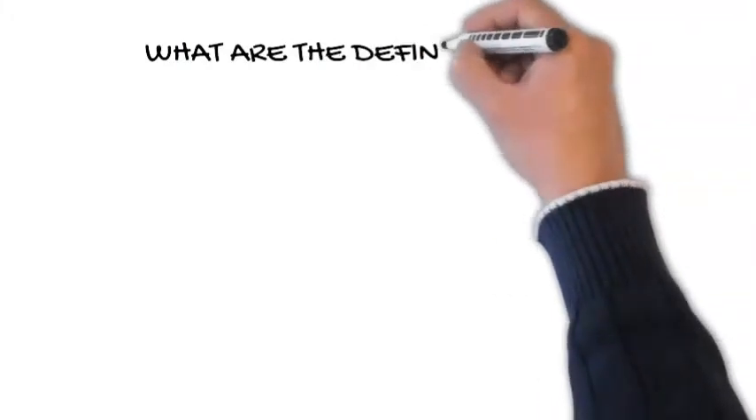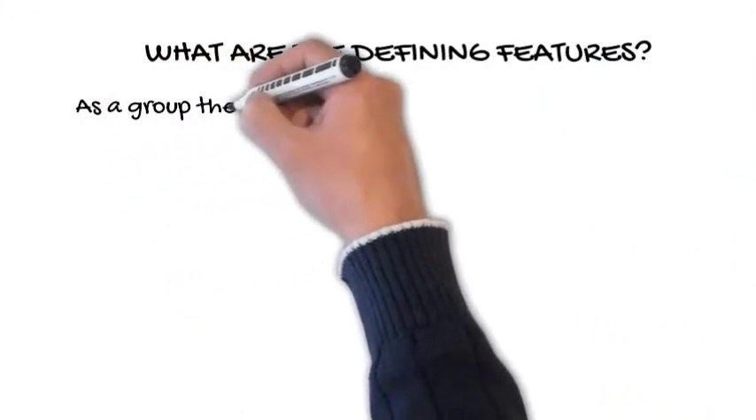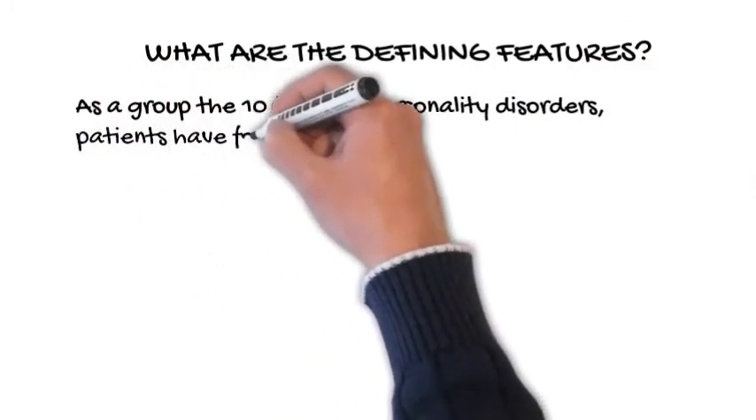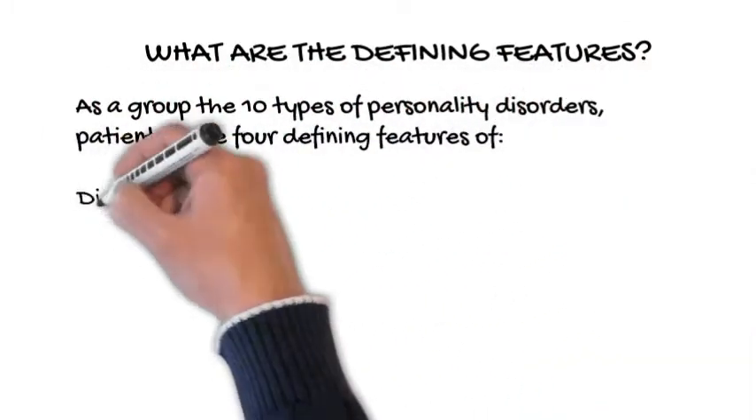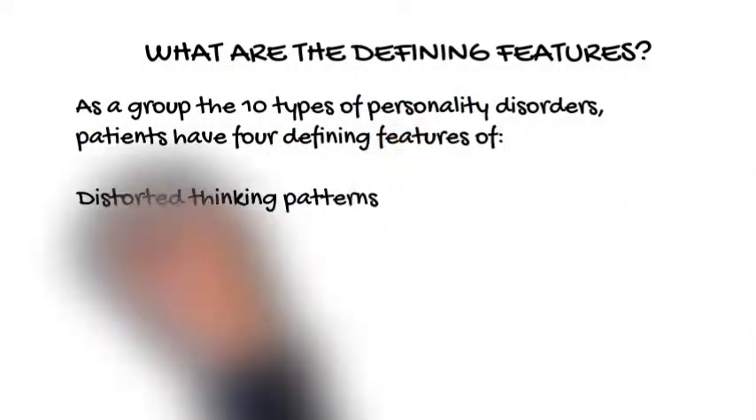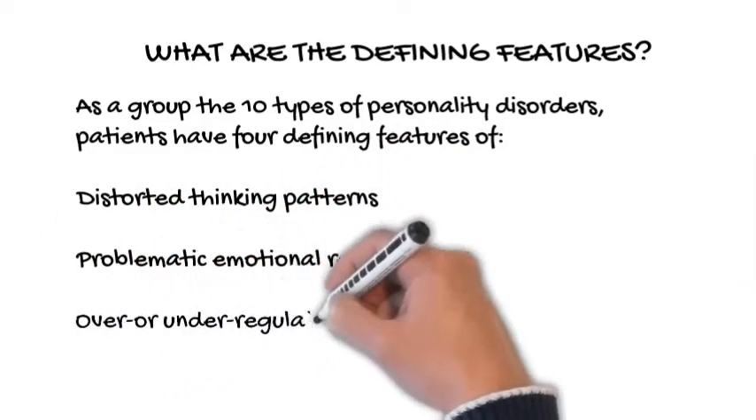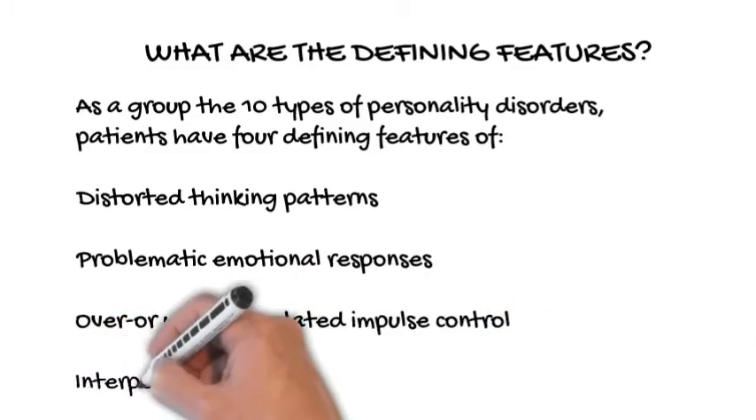What are the defining features? As a group, the 10 types of personality disorders, patients have 4 defining features of distorted thinking patterns, problematic emotional responses, over or under-regulated impulse control, interpersonal difficulties.